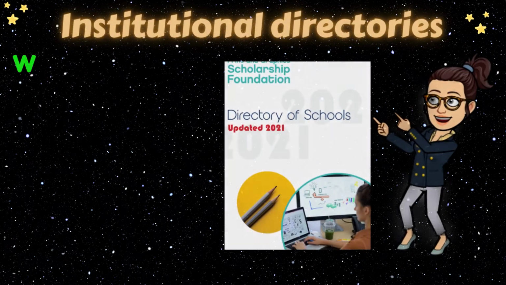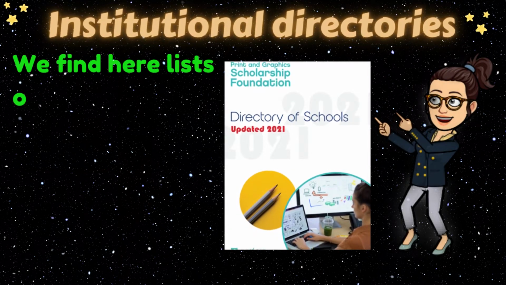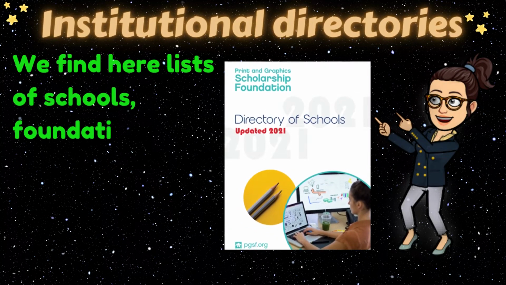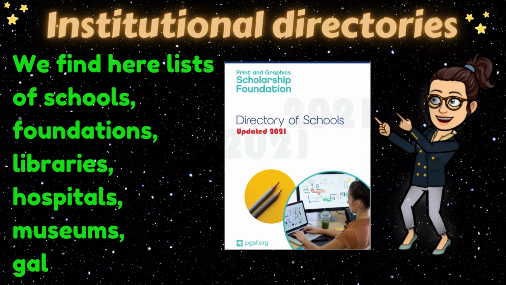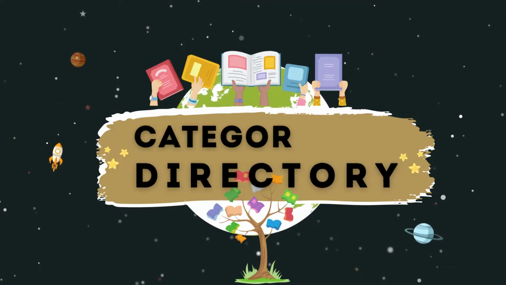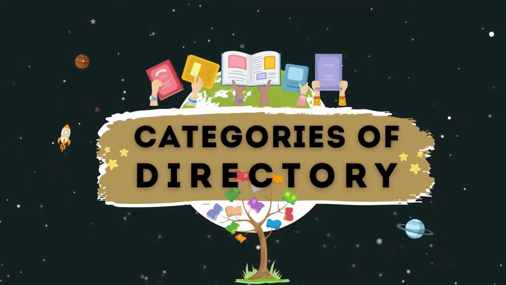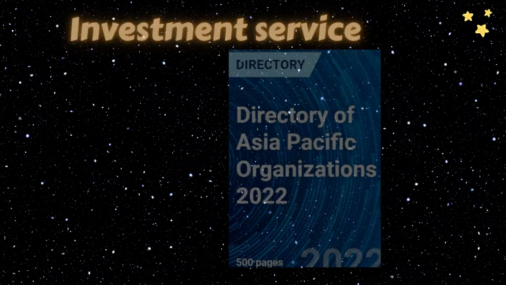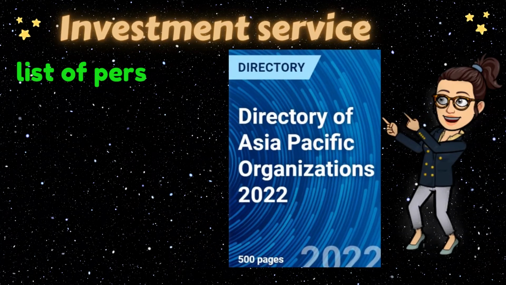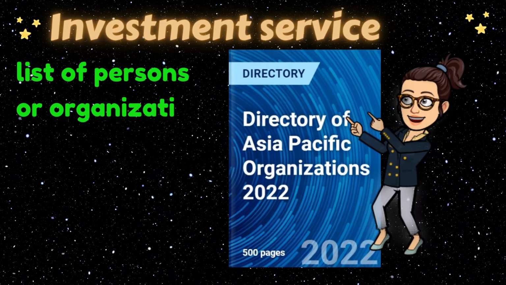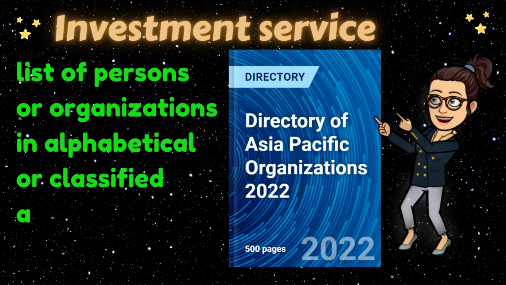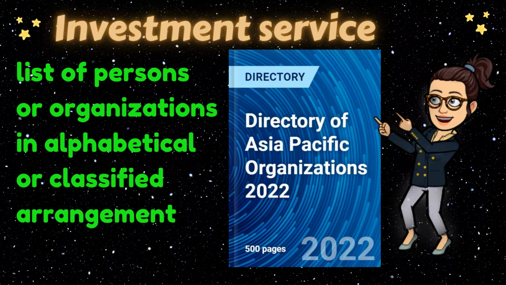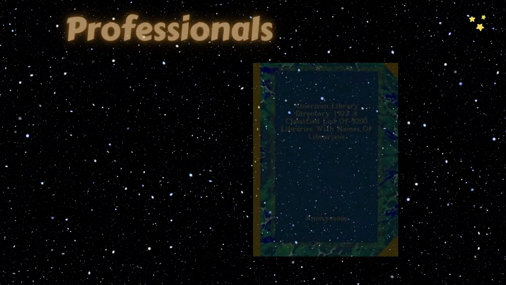The other kind is institutional directories. We find here lists of schools, foundations, libraries, hospitals, museums, galleries, and others. In the photo, the example is the Directory of Schools updated 2021. There are three categories of directory. These are investment service, professional, and trade and business. Investment service directories are lists of persons or organizations in alphabetical or classified arrangement. The example picture is the Directory of Asia-Pacific Organizations 2022.